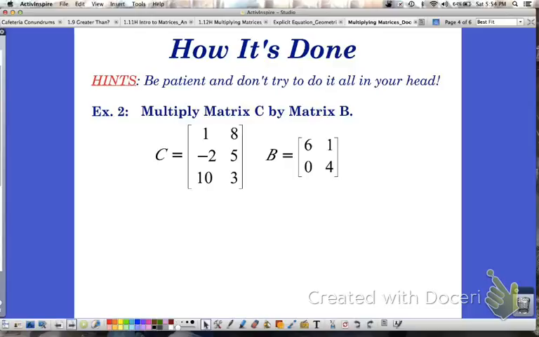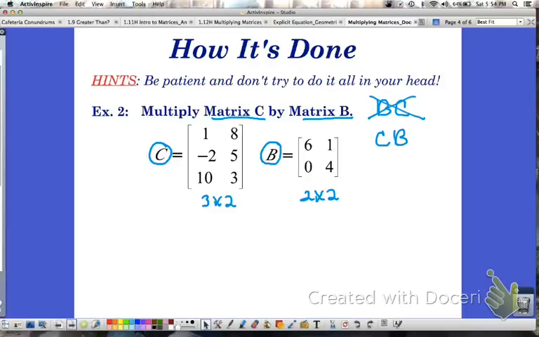Now earlier in the video I told you couldn't multiply B times C because the dimensions weren't compatible. But notice what I'm asking you to do now. I'm asking you to multiply matrix C by matrix B. That's different. C by B looks like this, and the reason this is going to work is, look at the number of rows and columns for matrix C. It is a 3 by 2 matrix. Look at the rows and columns for B. It's a 2 by 2.